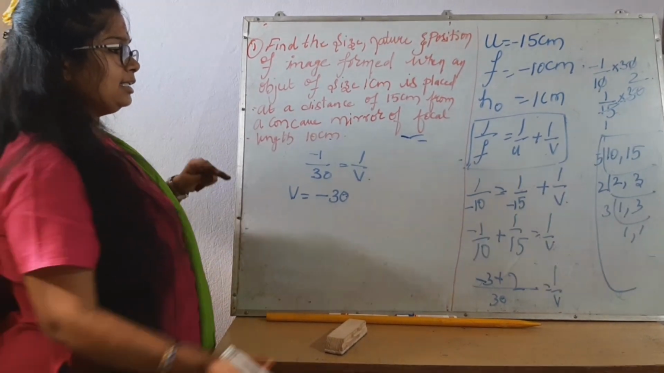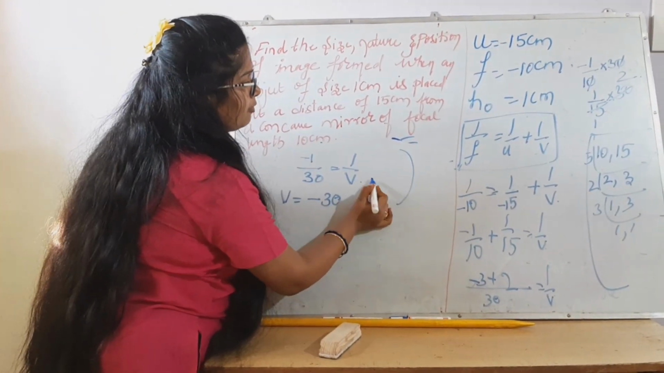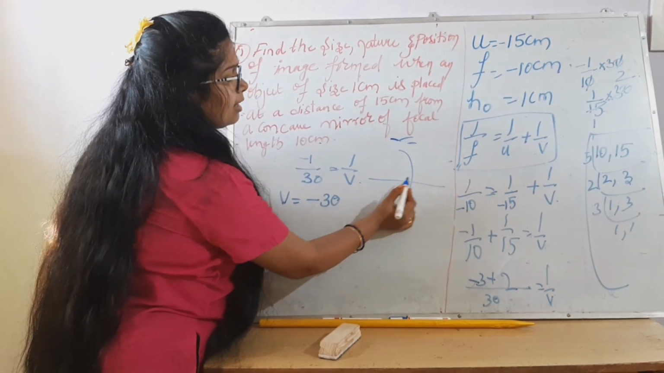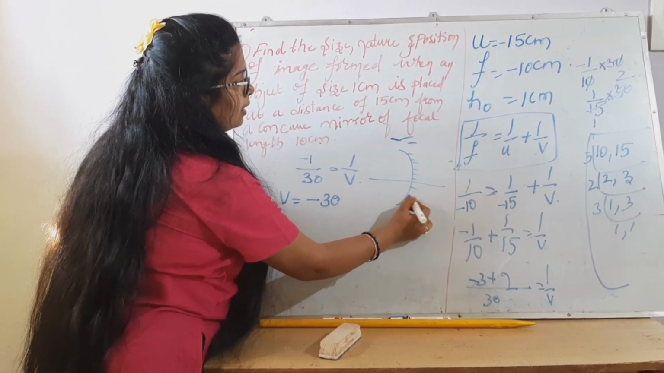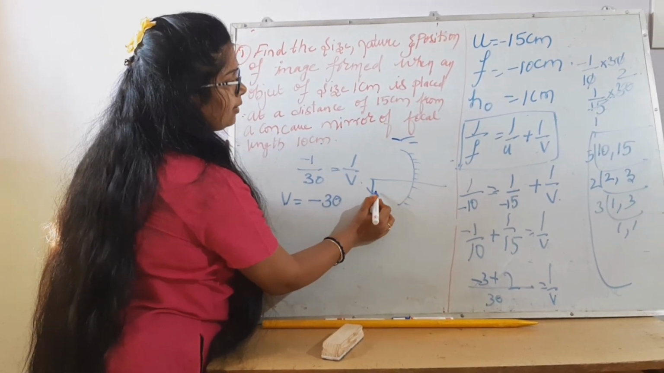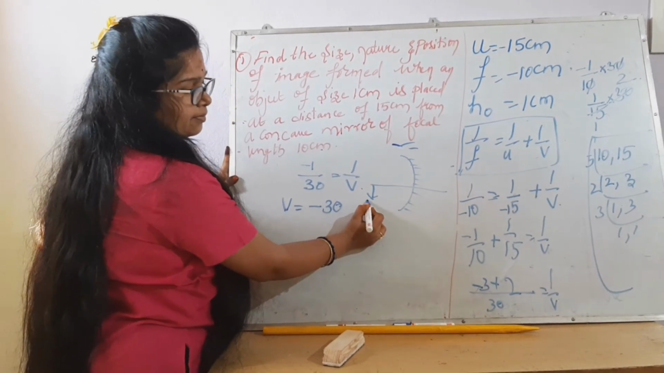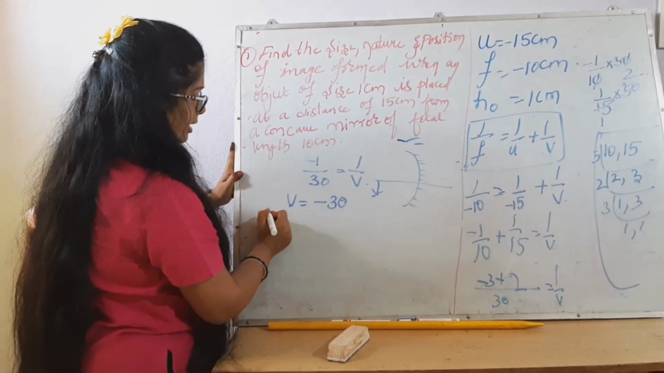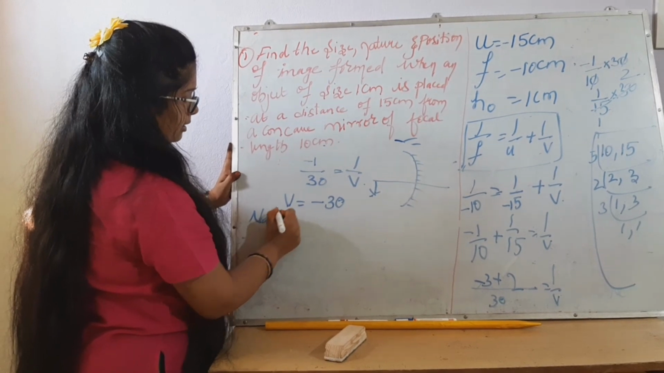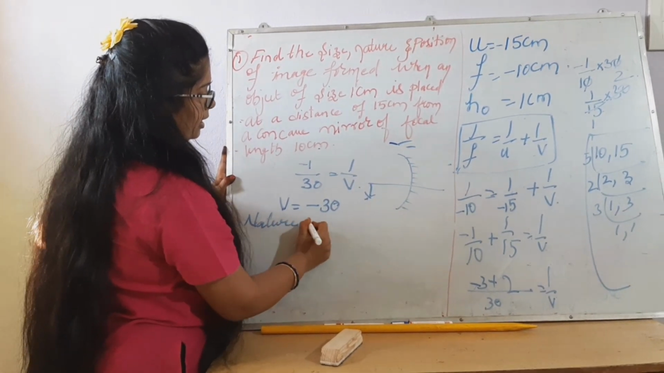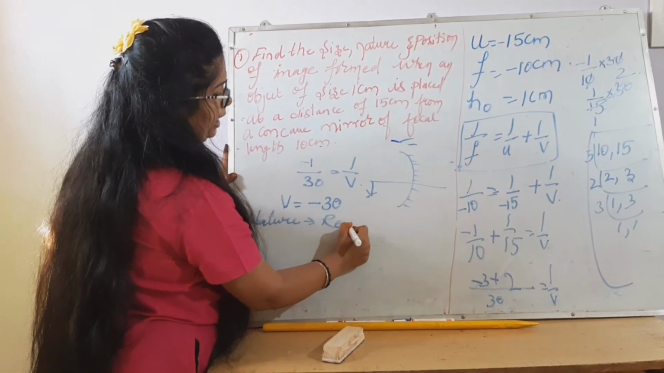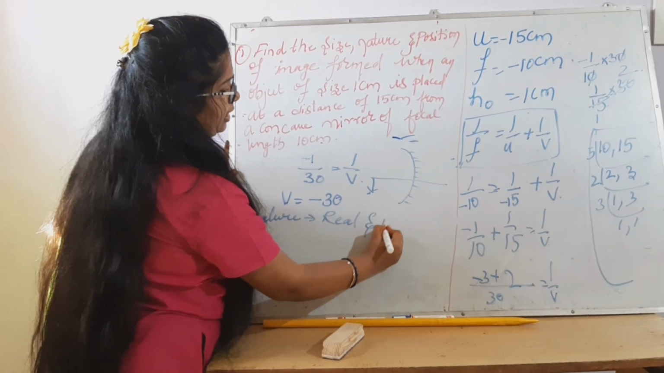In the concave mirror, if v is minus, it means the image has formed in front of the mirror. Then it will be real. What is the nature then? The nature will be real and inverted.